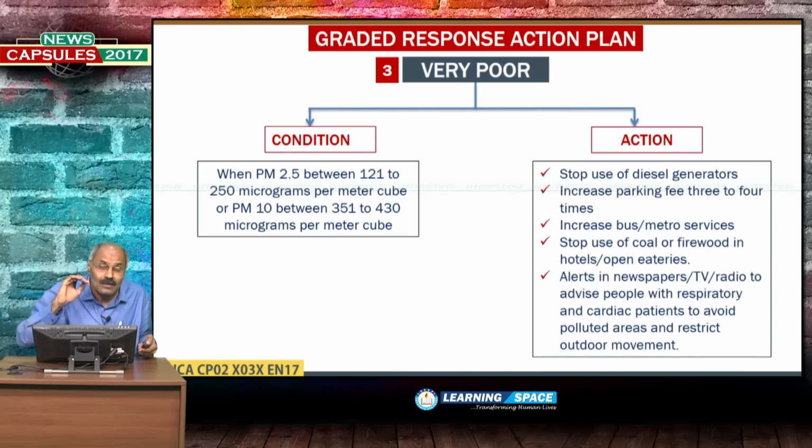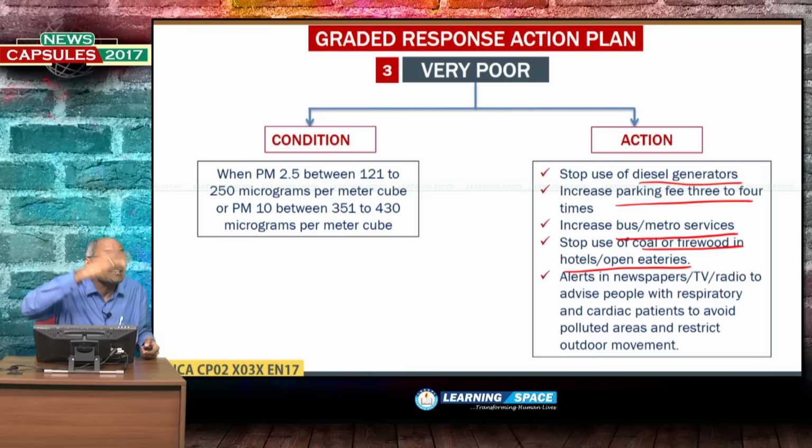This is very poor. When PM 2.5 crosses 121 or PM 10 exceeds 350, or you can say it is between 351 to 430. Under those circumstances, what is to be done? Diesel generator usage is to be stopped, the parking fee is to be increased 3 to 4 times, there should be more bus and metro services, and coal or firewood in hotels or open eateries must be stopped. All these things apply when PM 2.5 and PM 10 exceed certain limits.